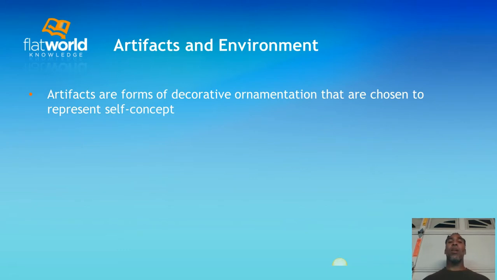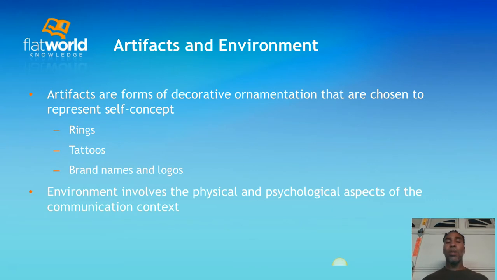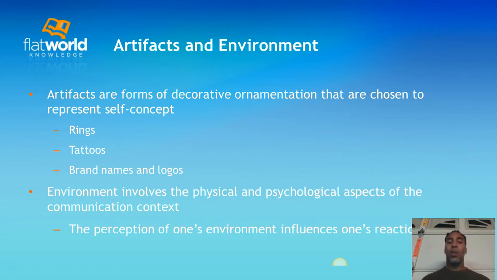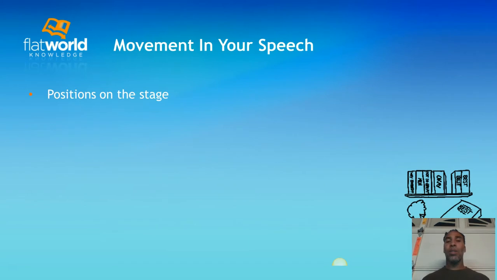Artifacts and environment are forms of decorative ornamentation that are chosen to represent self-concept, right? So you conceive yourself as something, and that's what you put on a tattoo, right? So rings, tattoos, brand names, and logos. Environment involves the physical and psychological aspects of the communication context. The perception of one's environment influences one's reaction, right? So how you perceive your environment is going to influence how you react to certain things.